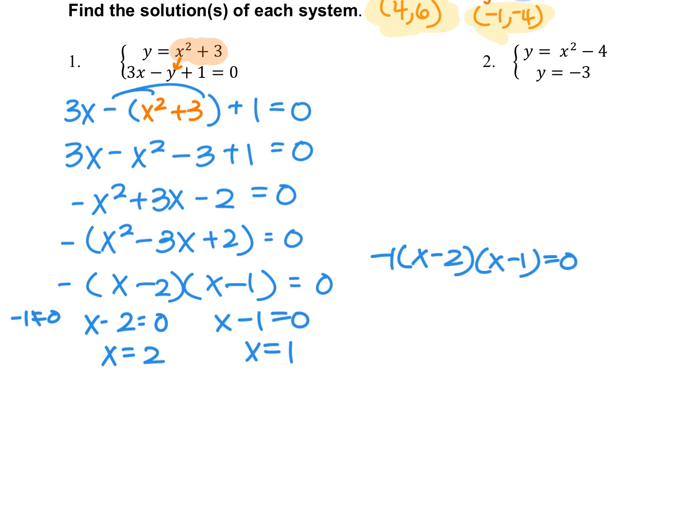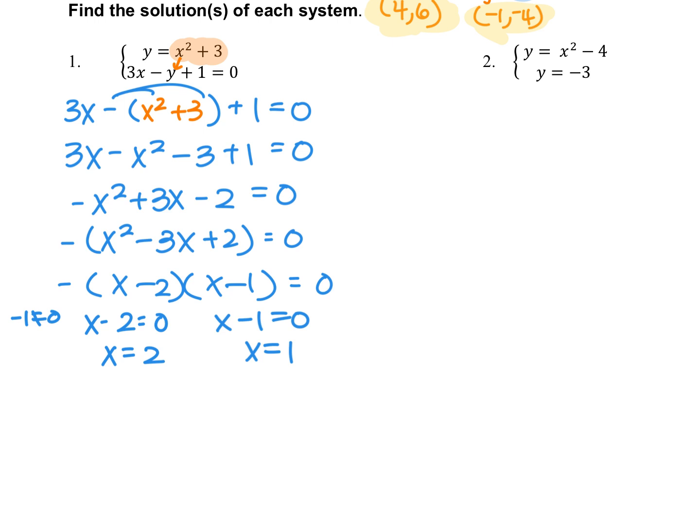Okay, so that's a negative 1, right? If I was to divide by negative 1 to get rid of it, now gone. Because 0 divided by a number is 0.